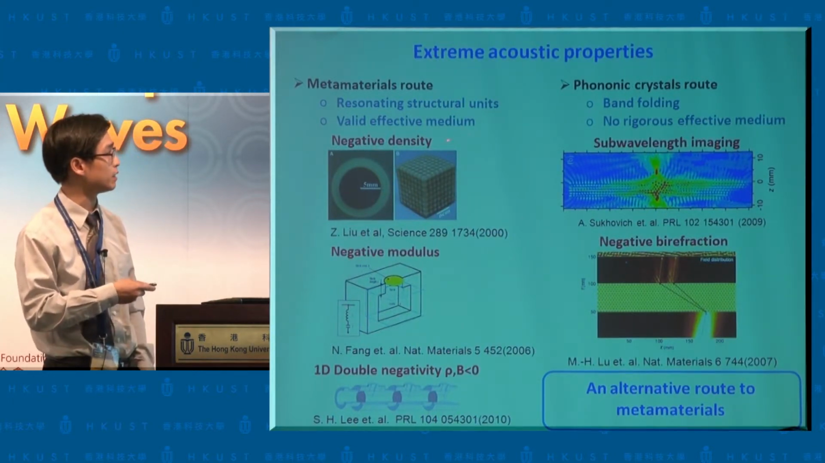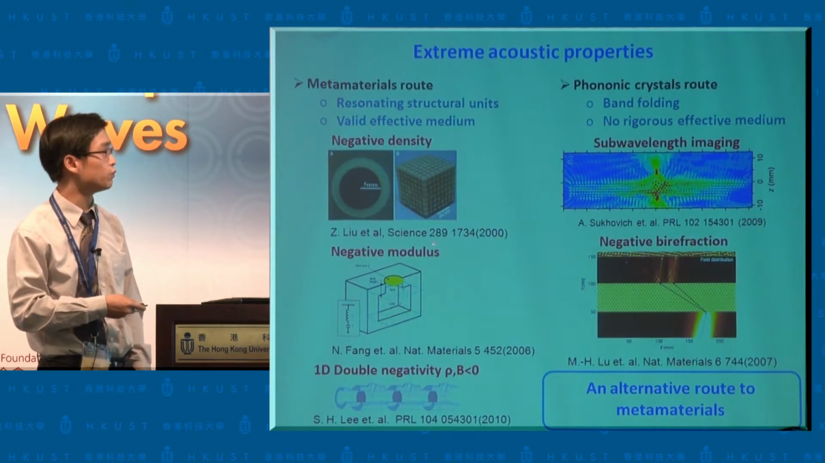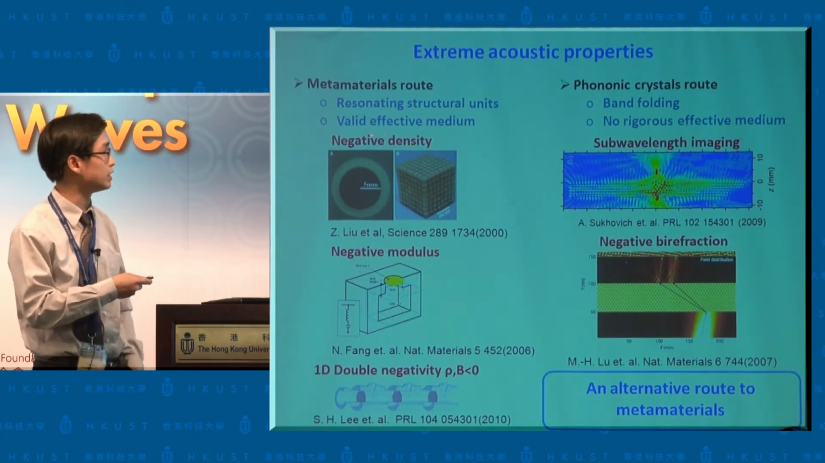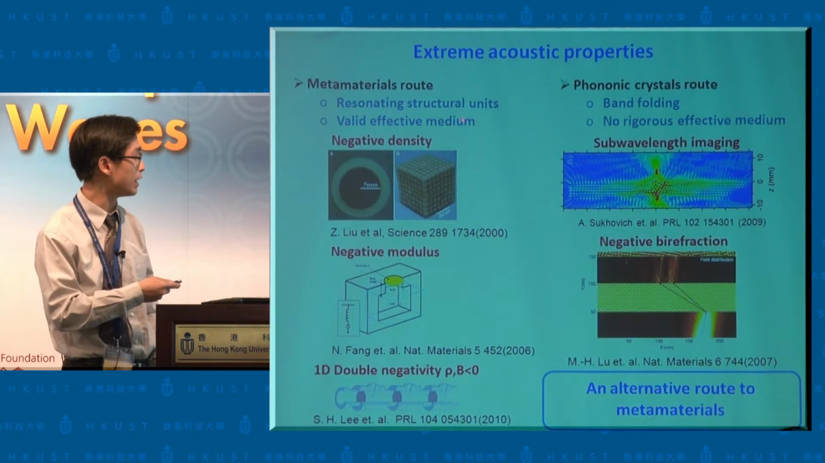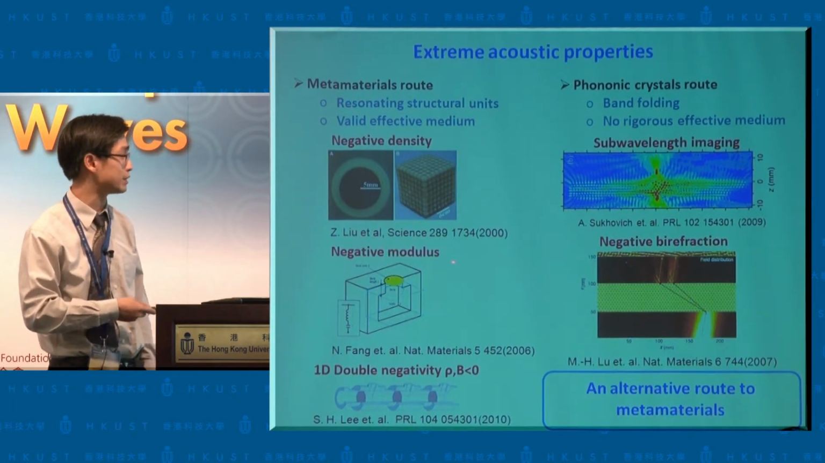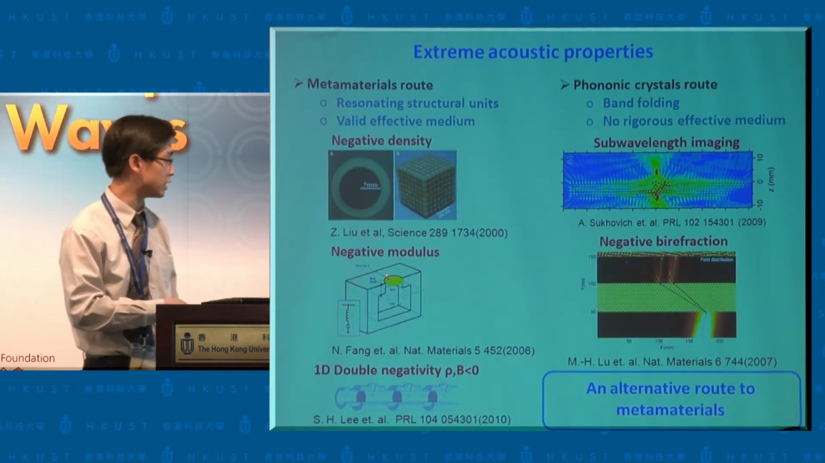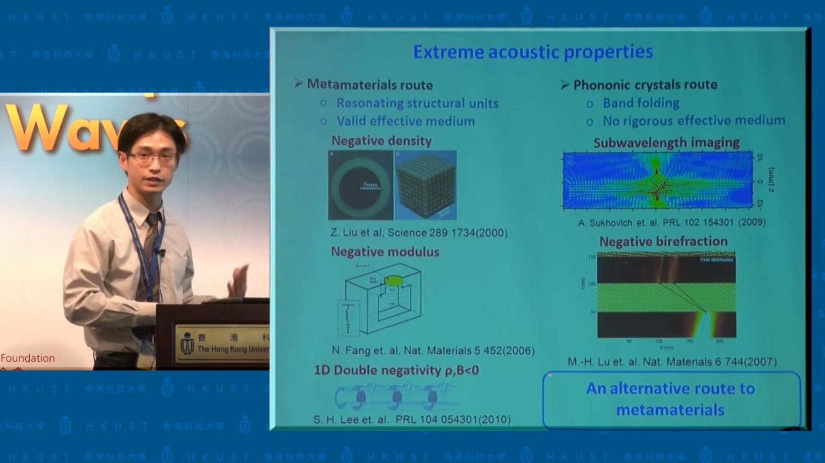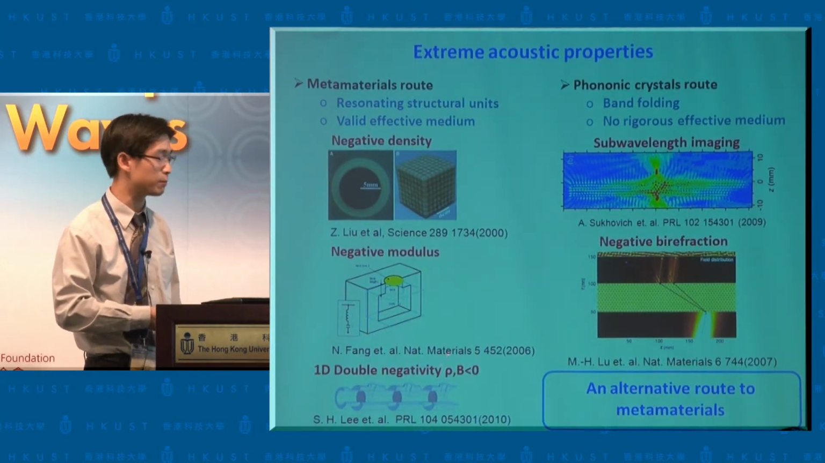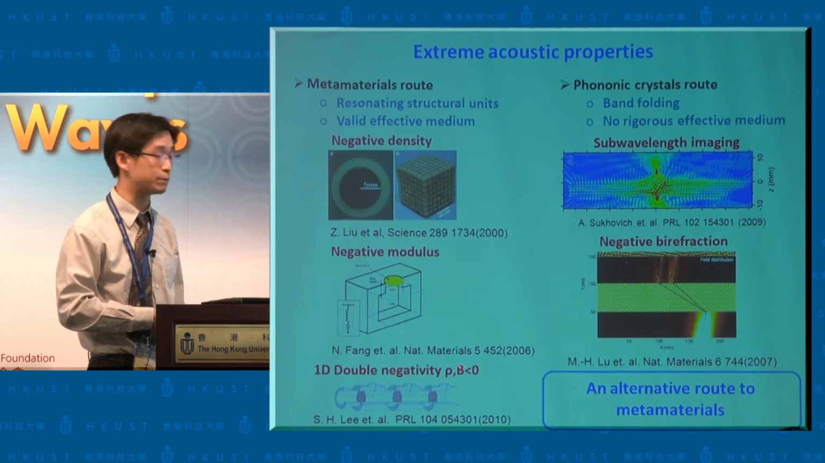In these cases, by talking about density and modulus, we already have a valid effective medium description. And if we put these two kinds of resonances together, then we can generate a double negativity. So in this case, instead of epsilon and mu, we have the density and bulk modulus being simultaneously negative.